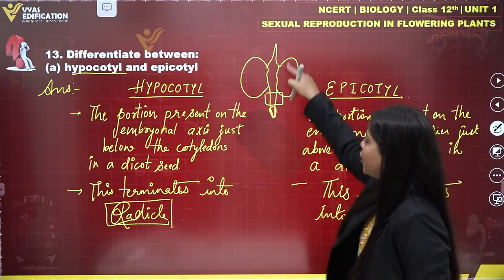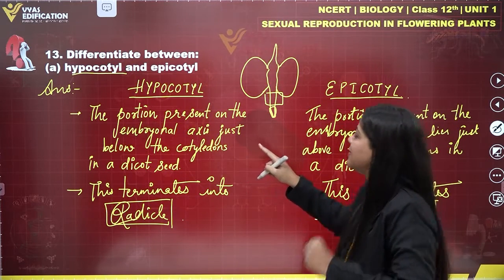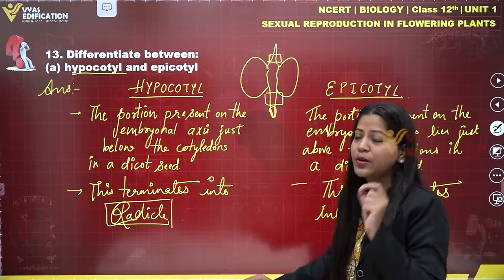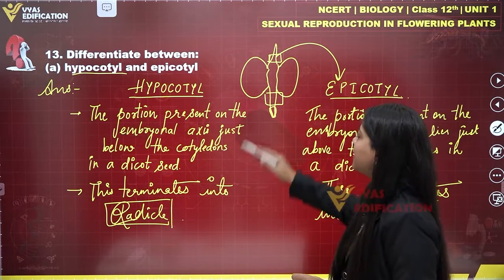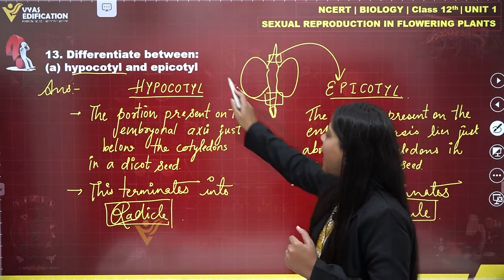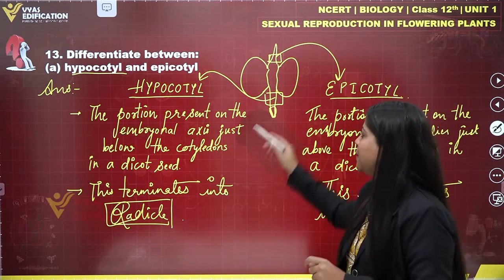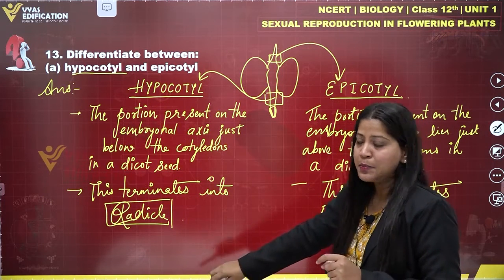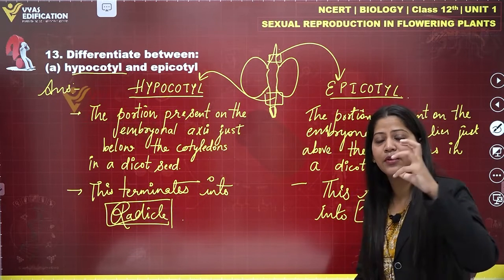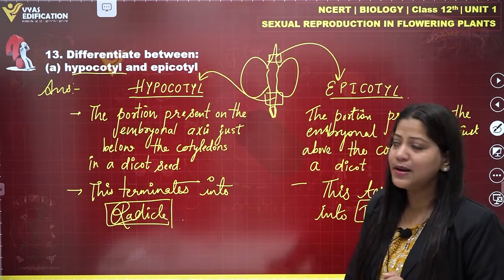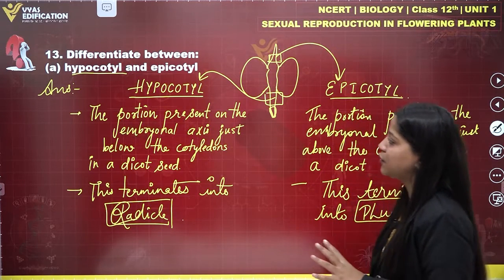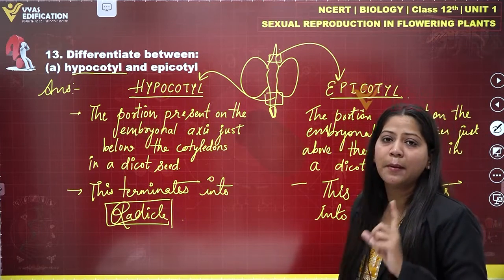As you can see on the embryonal axis of a dicotyledon seed, the region just above the cotyledon is known as epicotyle, whereas the region just below the cotyledon is known as hypocotyle. This hypocotyle is terminating into radicle, and this epicotyle is terminating into plumule, which will be giving rise to the shoot system of a plant, and this radicle is giving rise to the root system of a plant. So this is the basic difference between hypocotyle and epicotyle.